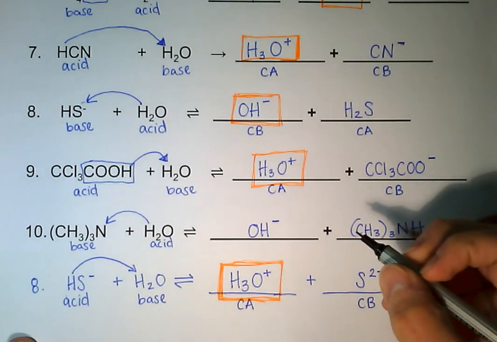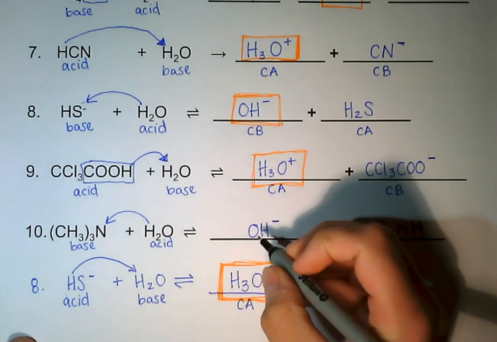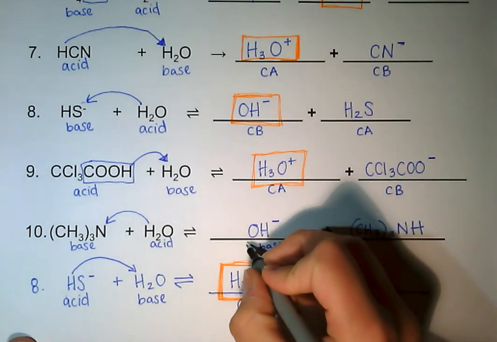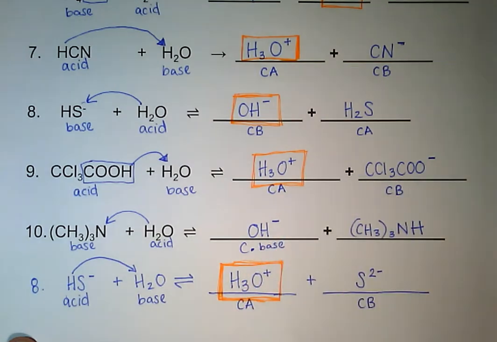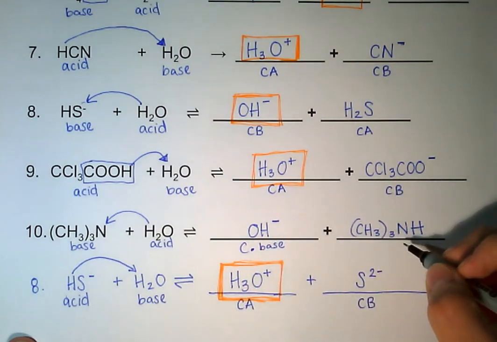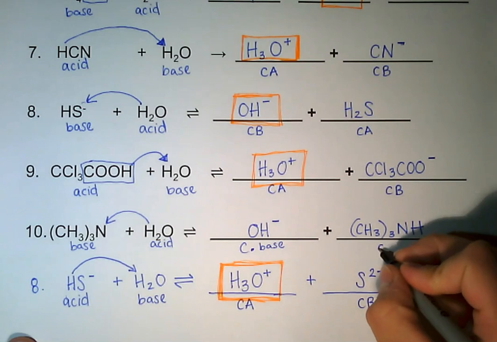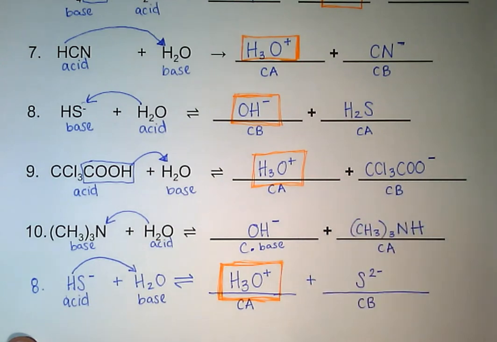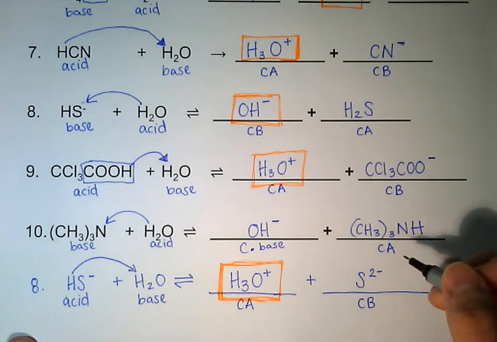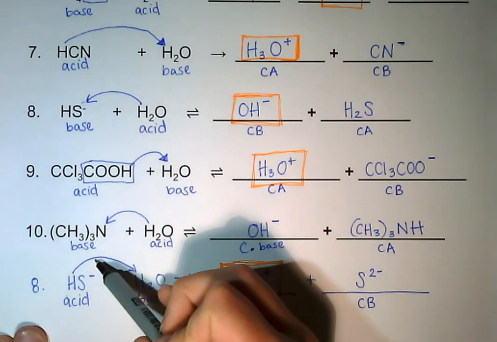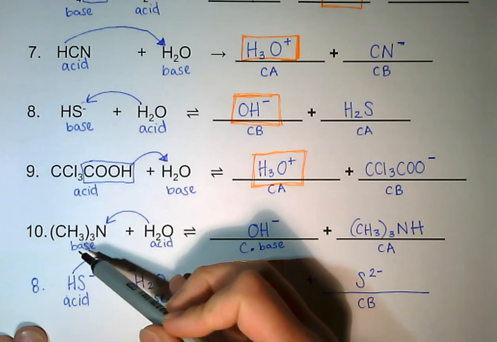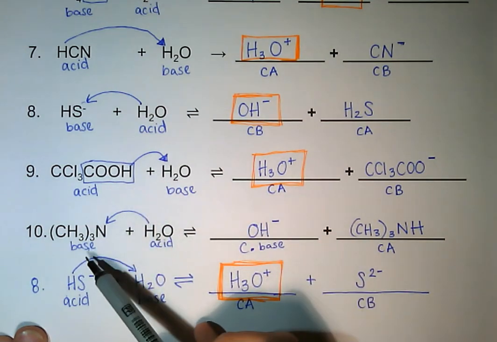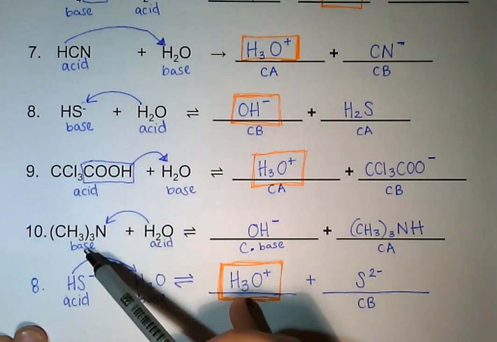So once this happens, we know that OH minus has to be our base because it already has a negative charge. This is our conjugate base. And then over here, our (CH3)3NH is going to be our conjugate acid. Now it has an extra hydrogen, it could donate back to the base. So this is another case here where we have a base that does not contain an OH group, but it behaves as a base because of its ability to accept a hydrogen.